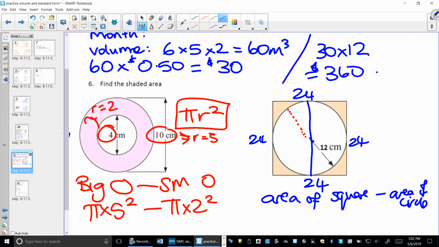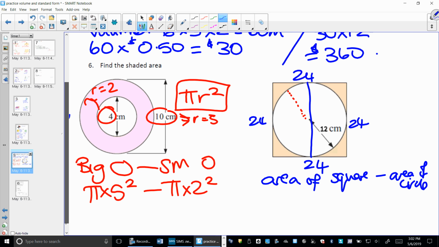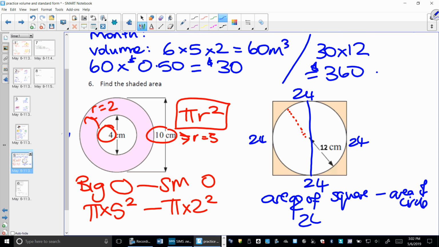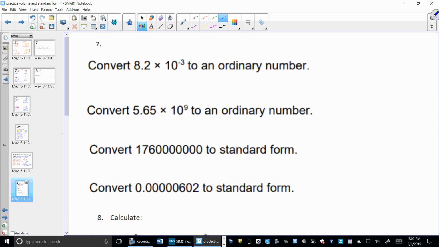So area of the square, we know that each side is 24, so that's going to be 24 squared. Subtract the area of the circle. Well, circle was pi r squared. What's the value of r? 12. 12, so we're going to do pi multiplied by 12 squared. Again, chuck it in your calc, you'll get the answer. Now, we're moving on.